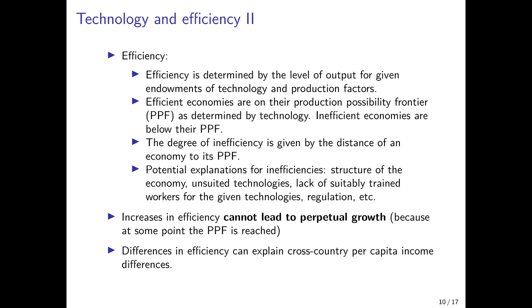Now, what could be potential explanations for such inefficiencies? Well, there are many, and we will discuss them also later on, but the most important ones are unsuited technology. So, for example, you might be in a country where you use the most recent technologies, but they might just not suit the circumstances in this country well. For example, if you use the best and largest harvesters, but the country that you are concerned with is a rather small country where agriculture is split into family farms and each farm has only a small amount of land, then this huge harvester might not be the most efficient technology to use.